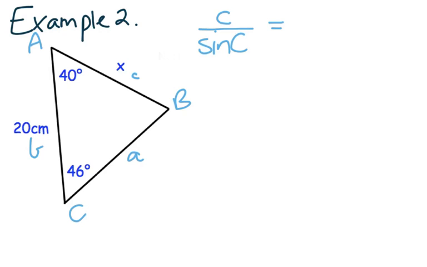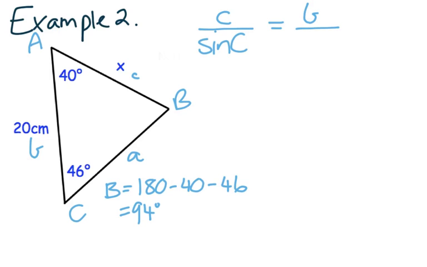But because we've been given 40 degrees and 46 degrees, and we know that in a triangle there is 180 degrees, we can actually work out what angle B is before we start. So I'm just going to do that down the bottom here. So angle B is equal to 180, take away 40, take away 46, which leaves us with 94 degrees for angle B. So now I can go ahead and write B over sine of B, because that's the one we're going to use. You can also add 94 degrees to your diagram if you like.